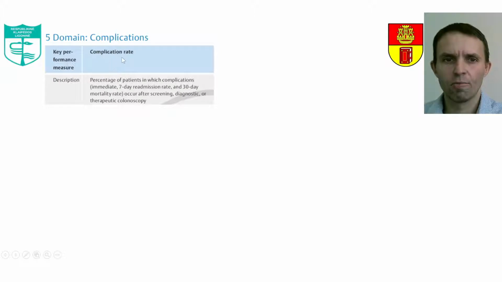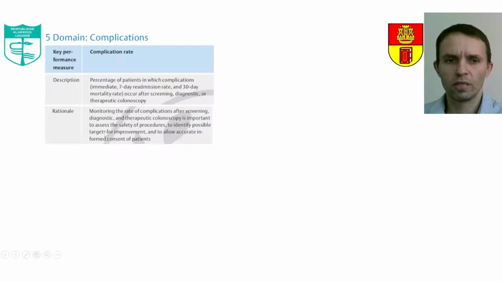According to the guideline, complication rate is the percentage of patients in which complications, immediate 7-day readmission rate and 30-day mortality rate occur after screening, diagnostic, or therapeutic colonoscopy. Why is it important? Monitoring the rate of complications after screening, diagnostic, and therapeutic colonoscopy is important to assess the safety of procedures, to identify possible targets for improvement, and to allow accurate, informed consent of patients.